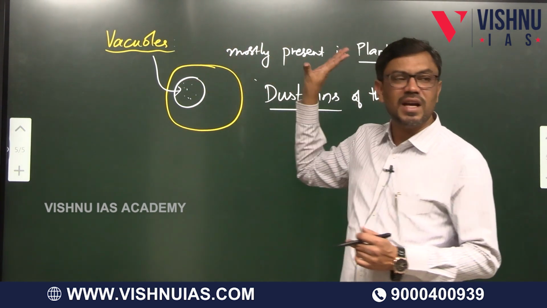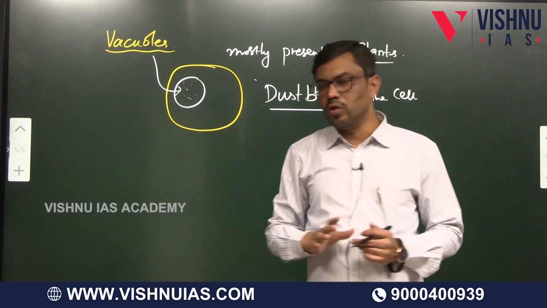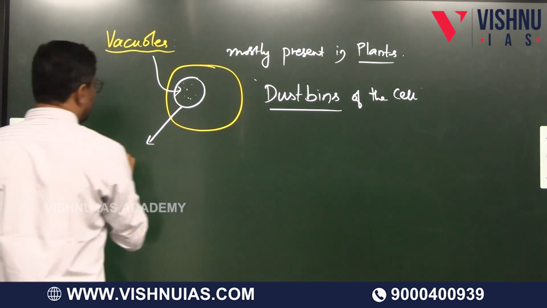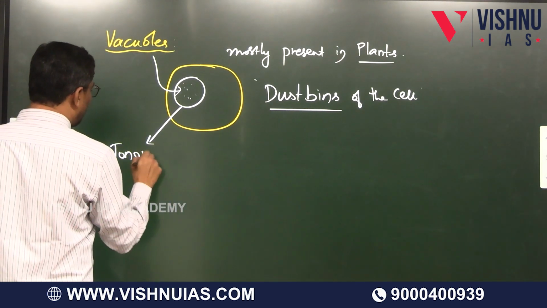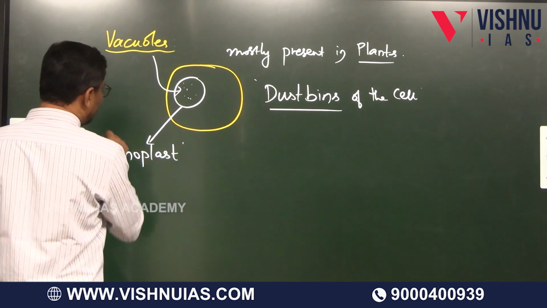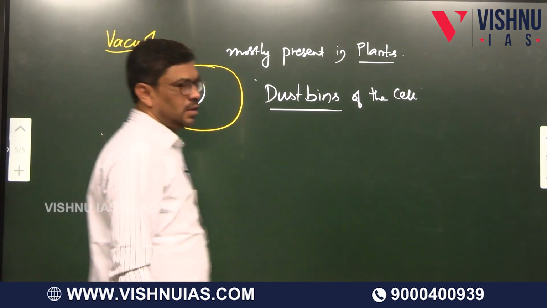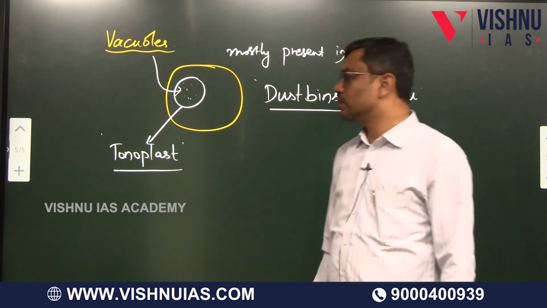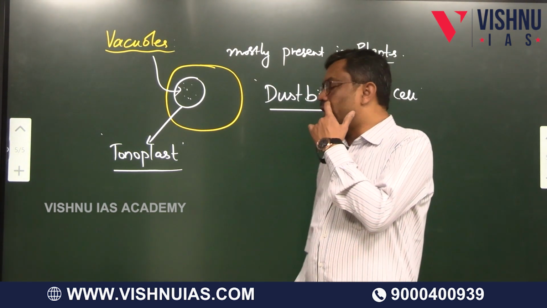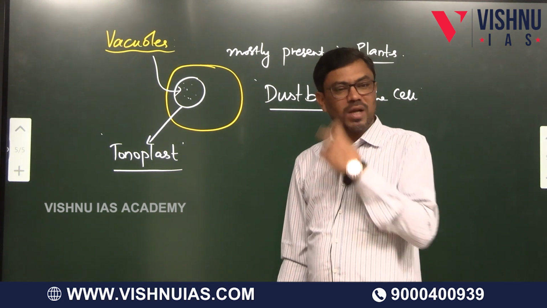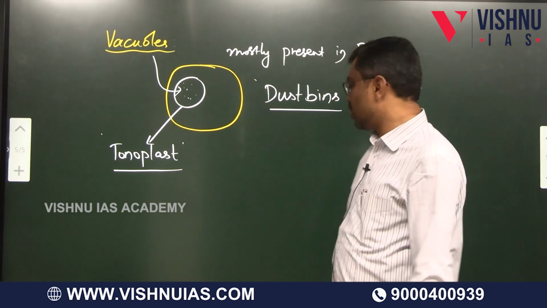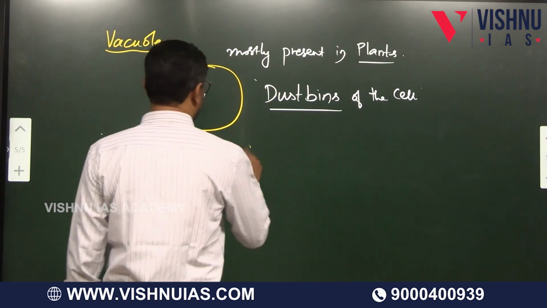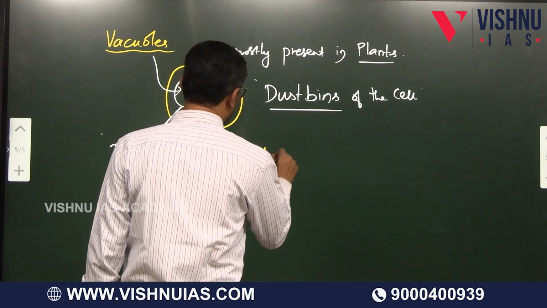Vacuoles are mostly present in plants. In plants, a large vacuole is present, and this vacuole is surrounded by a membrane. That membrane is called the tonoplast. You just need to remember tonoplast. The membrane surrounding the vacuole is called the tonoplast. And these vacuoles are also called dustbins of the cell.